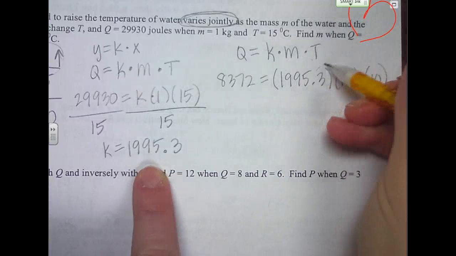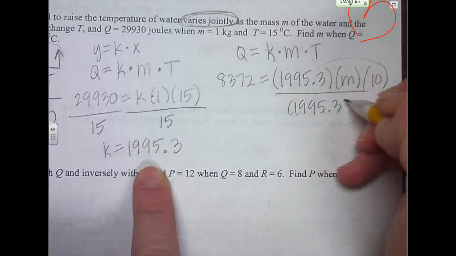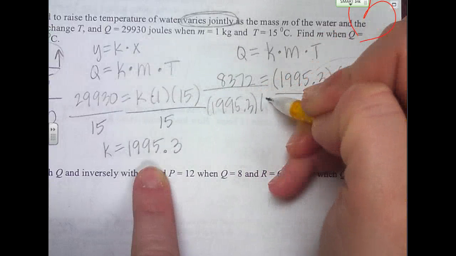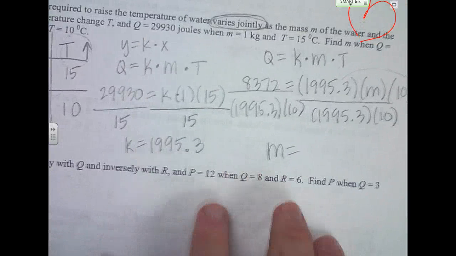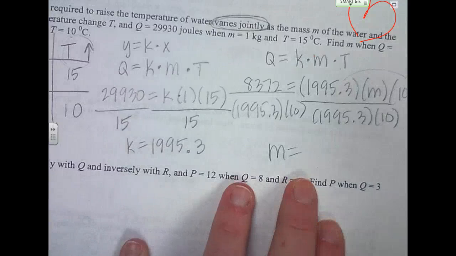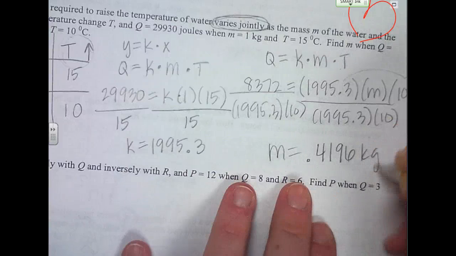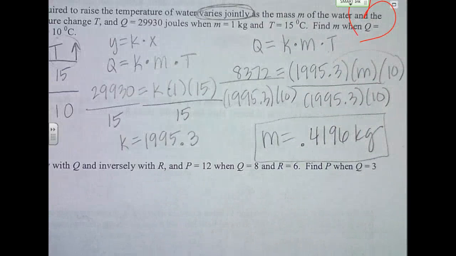So you can multiply these together first, or you can just divide by those two numbers to find M. So the best thing to do would be to go home and practice these problems without anything in front of you, and then check your work. 4196 kilograms. So the thing to remember about varies jointly, all the arrows go up, so your equation is multiplication. Any questions on 21?